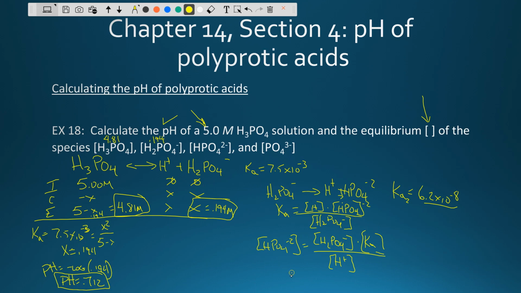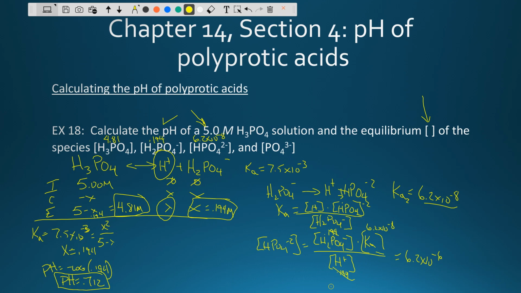When I do that, remember this was a 0.194, and this is a 6.2 times 10 to the -8. And this, my hydrogen ion, is going to be the same, that was a 0.194 as well. So my HPO4 2- becomes 6.2 times 10 to the -8, which is weird because that's my Ka value, but that's what I get, because those cancel each other out.